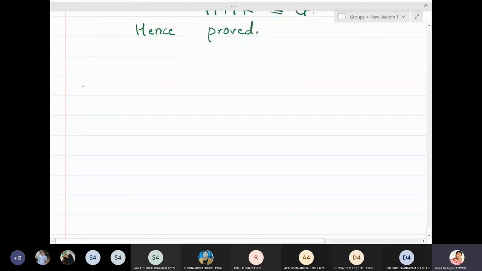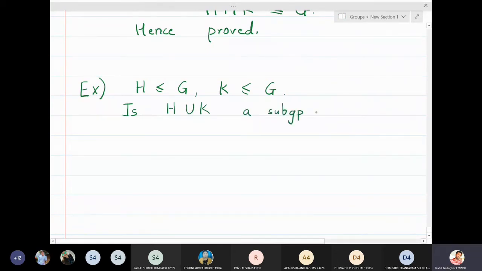The next exercise we will try to see is: if H and K are two subgroups of group G, then what can I say about H union K? Is H union K a subgroup of G? Let us see how to answer this particular question. Let us take one simple example.